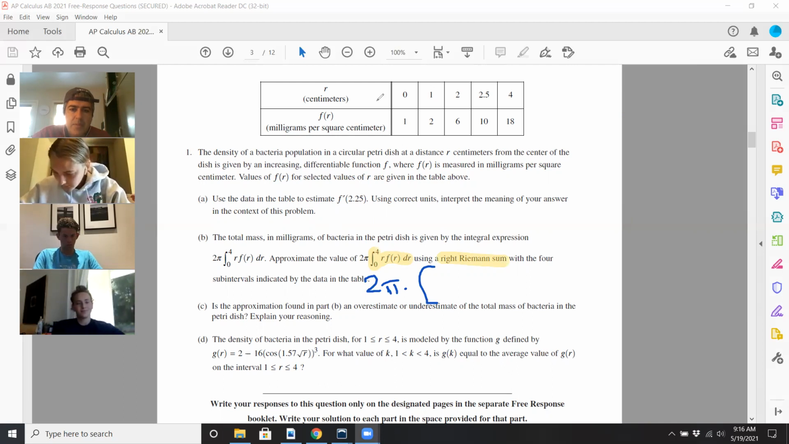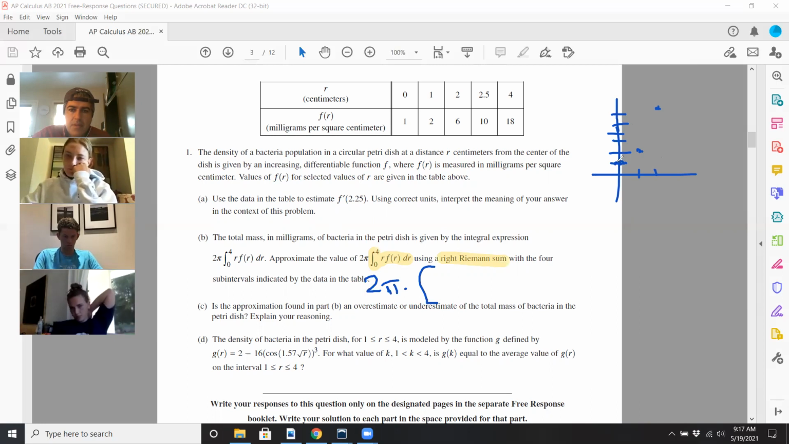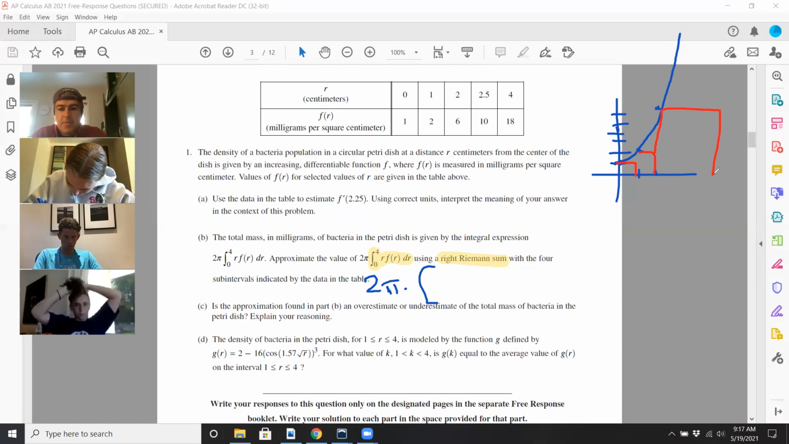So you're doing a right Riemann sum. So again, if you plot the points 0, 1, 1, 2, 2, 6, so it kind of has this very sharp increase. Oh, I'm doing left Riemann sums, yikes. We're doing right Riemann sums. My apologies. There we go. We're doing right Riemann sums.